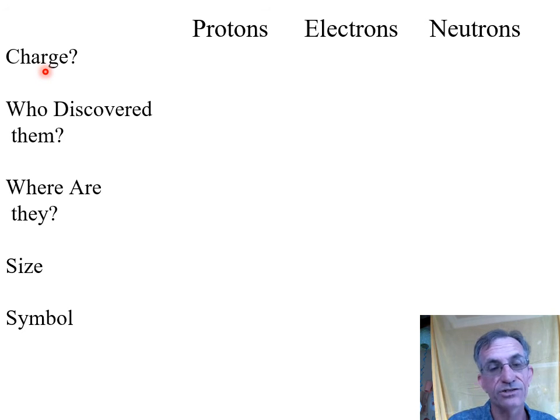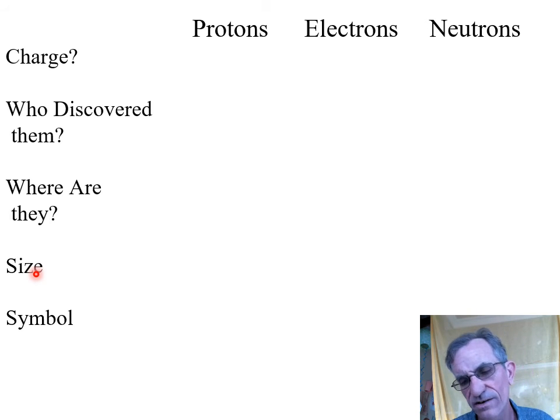We need to know what charge they have, positive, negative, or neutral. Who discovered them? Where are they? Are they in the nucleus or outside of the nucleus? How big are they? And the symbol, since each one is given a symbol. All right, let's go through that. Some of this I've already mentioned, so let's see if it rings a bell.